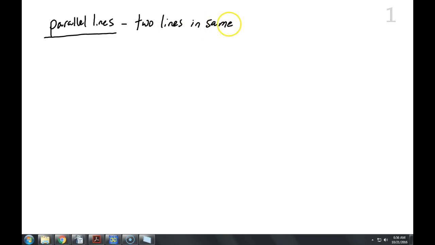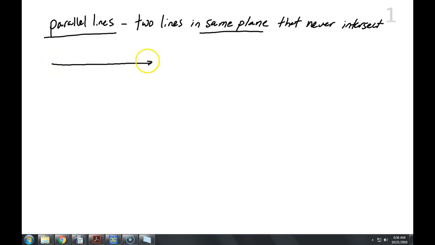So first of all, let's define parallel lines. Parallel lines are two lines in the same plane, that part's pretty important, that never intersect. They never cross each other. And you've probably learned about these for quite a long time now. But basically, you have a line, and we'll call this line L, and then you have another line that we'll refer to as M. And if line L and line M are never going to cross, then we say that they are parallel.